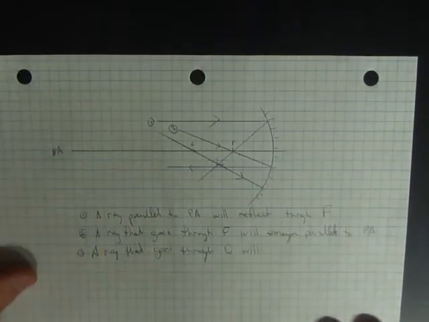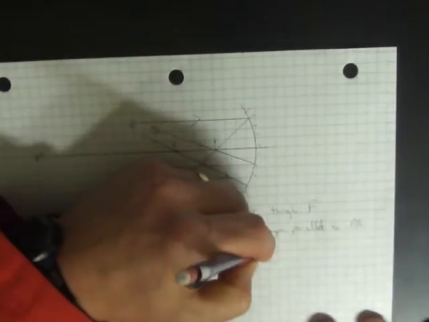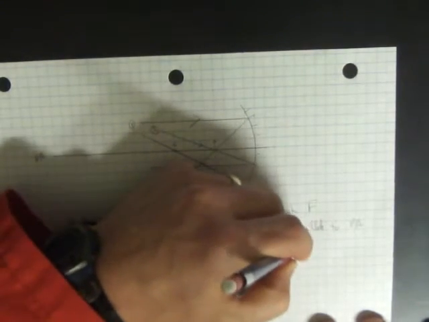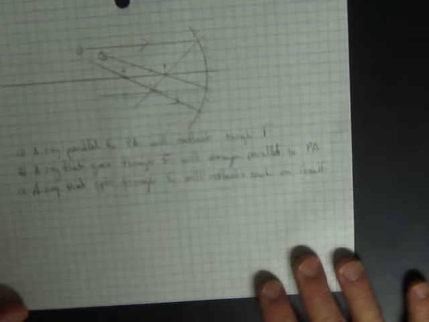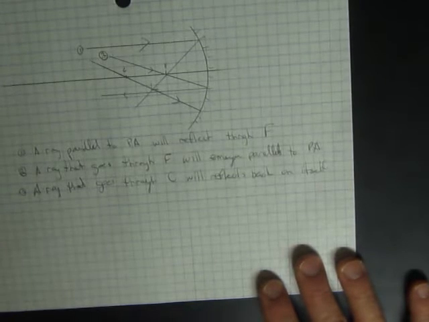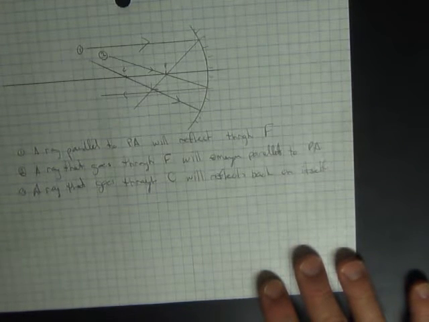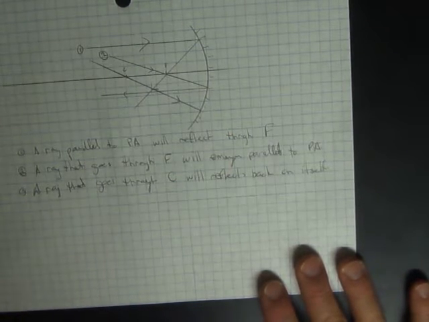Yeah, Megan? Reflects back on itself. Okay, reflects back on itself. All right? So if it goes through C, it reflects back on itself. All right? Now, I'm just looking at the PowerPoint here.